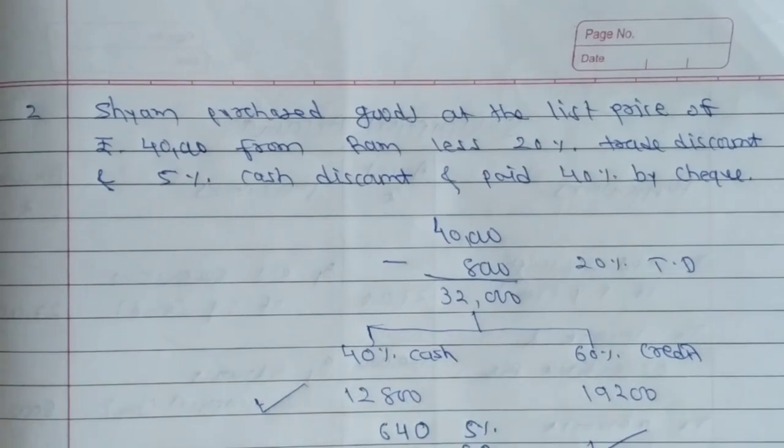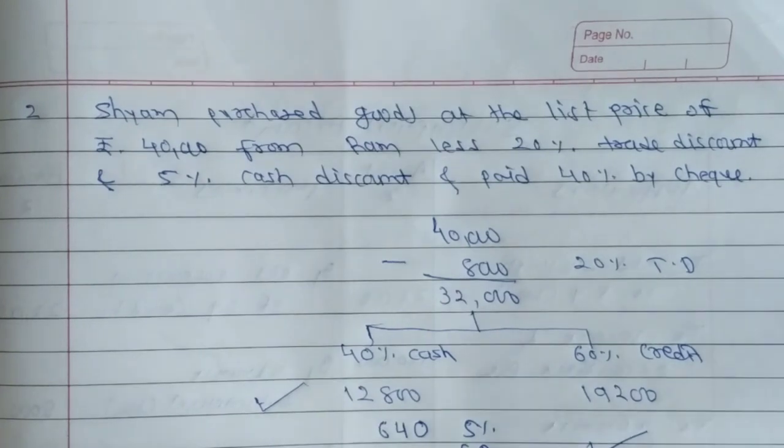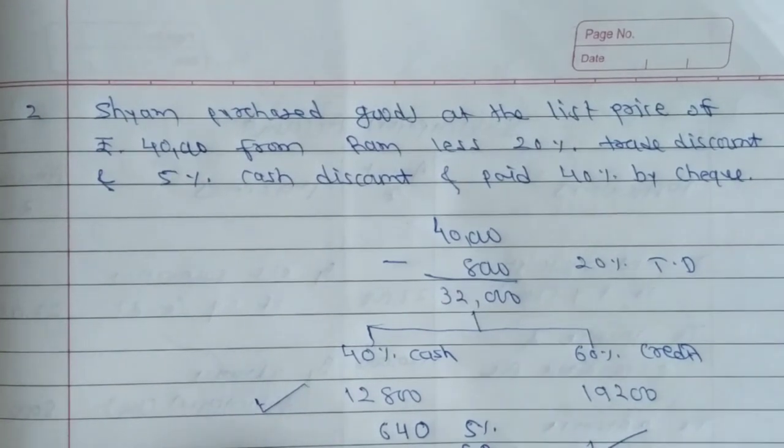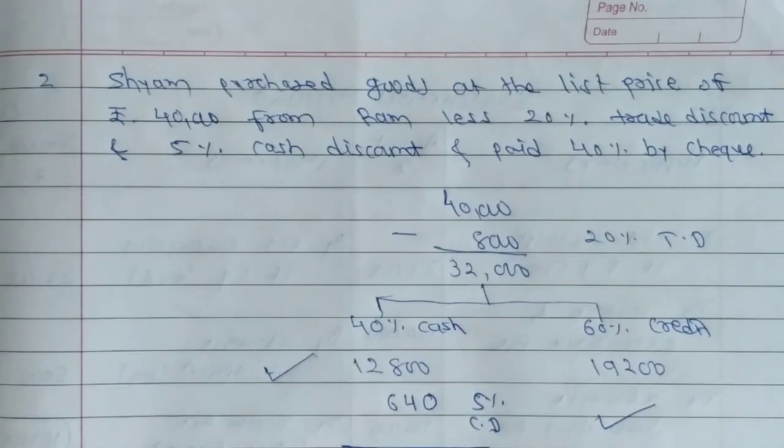So 12,800 minus 640, that means we have paid only 12,160. This means amount of check we must have given. So this is the basic working. Now let us record this transaction in journal.